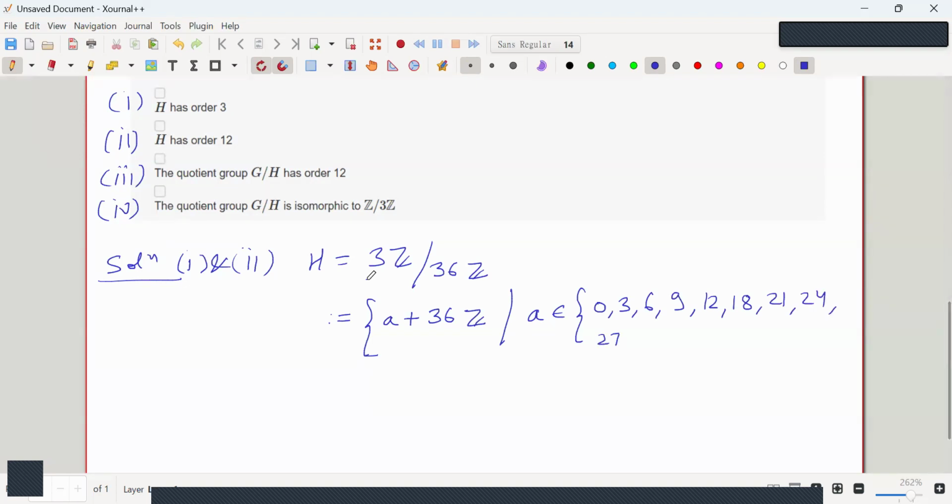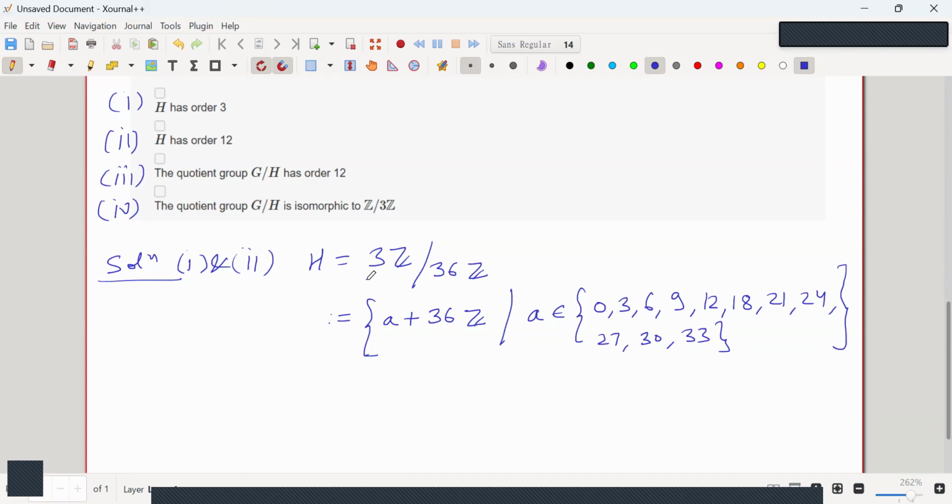So they should be multiples of 3, sorry, multiple of 3: 27, 30, 33, and 36 is 0. So what does this set contain? This set contains modulo classes of 36 where the remainder is a multiple of 3.